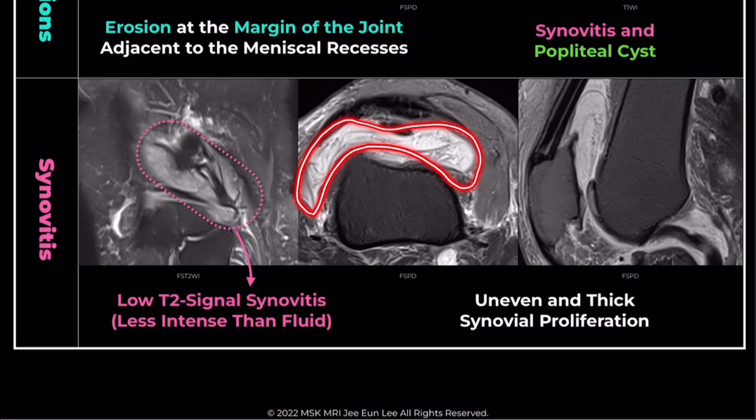In MRI, synovitis shows up as a low T2 signal intensity area, which is less intense than fluid. This is due to the uneven and thick synovial proliferation. It's essential to recognize these signals as they help differentiate between simple fluid and more complex synovial pathology.